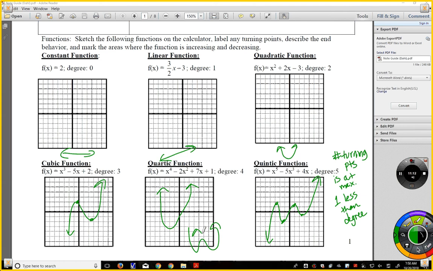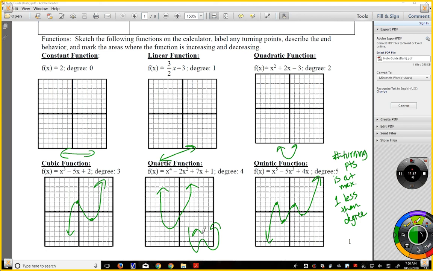Could it have another solution? Only if it's allowed to turn around again, but based on the pattern we saw, would it ever turn around again? Not unless we change the degree higher. So what's the relationship? The number of turning points is 1 less than the degree is the maximum amount of times we can turn around. We don't have to, but we will.